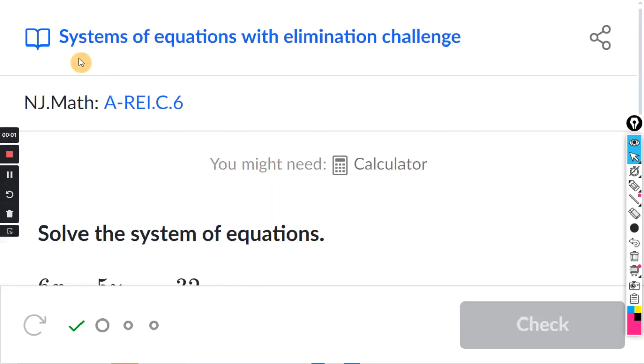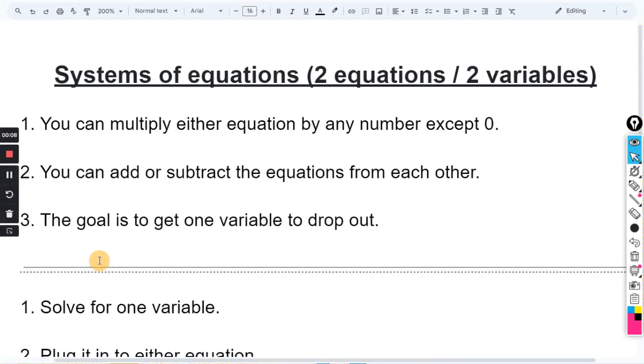This will be for the exercise, Systems of Equations with Elimination Challenge. So just some notes before we begin. This is for a system of equations when you have two equations and two variables, okay? In this exercise, the variables will be x and y.